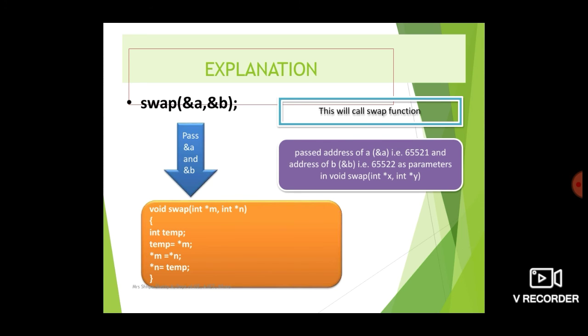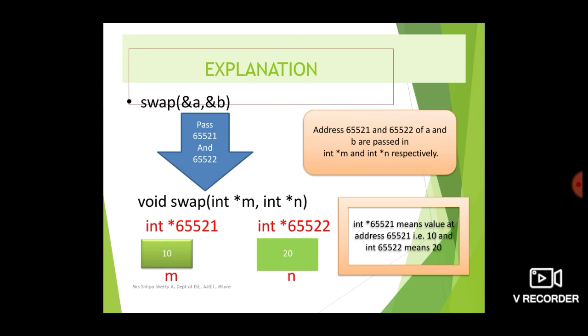So int star m comma int star n. So m's value will be 65521, because it is the address of A, and n's value will be 65522, that is the address of B. So now what happens here? That means we are passing 65521 and 65522.